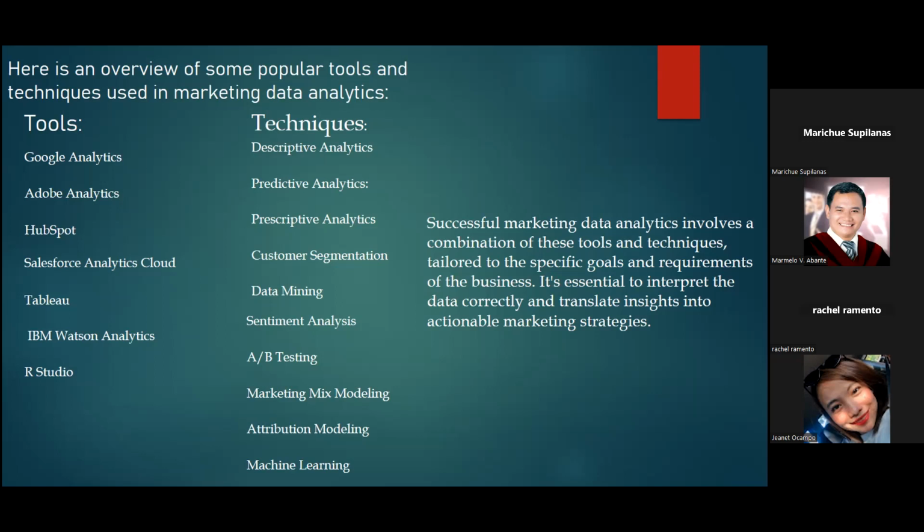And next is marketing mix modeling. It analyzes the impact of various marketing channels and activities on overall sales. It helps in optimizing marketing budgets by identifying the most effective channels. Next, attribution modeling determines the contribution of each touch point in the customer journey to conversions. It helps in understanding the effectiveness of different marketing channels and allocating resources accordingly.